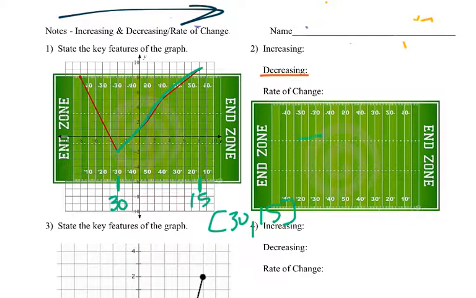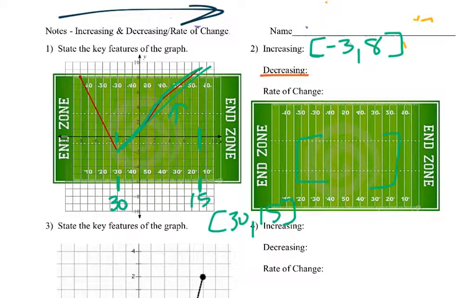Now remember, with intervals, we always use the brackets. So when I write increasing here, I can't use the yard lines, so I use the x values. Well, the x value right here would be -3, and the x value right here would be +8. So from -3 to +8, that's when my graph is going up. Do I care how fast it's going up? No, I don't. Just that it's going up.